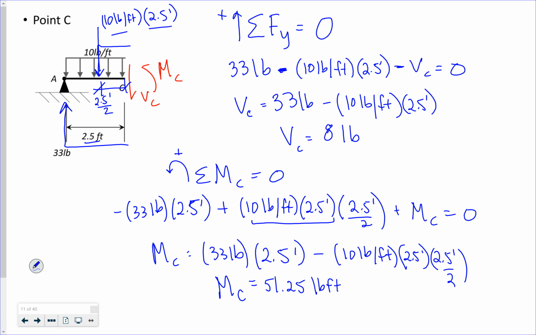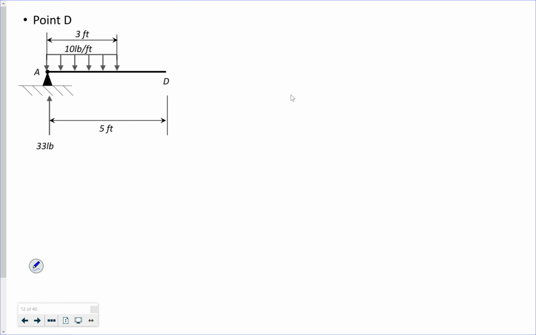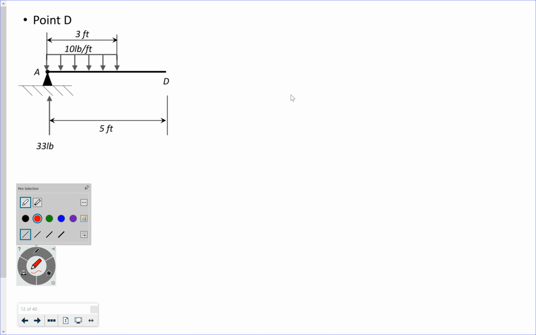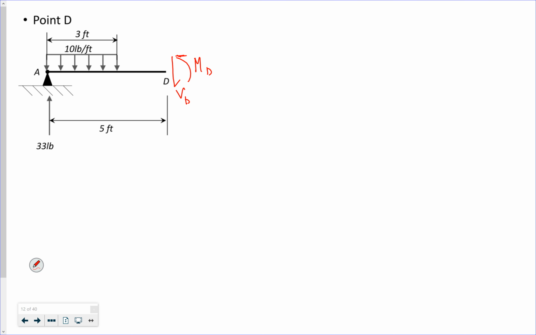I'm going to let you guys try D on your own. In theory we could have also drawn the other side of the section, but I didn't, so you can solve it this way if you want, or you could draw the other side of the section, right? But I got my shear at D and my moment at D. So I'm going to give you 5 minutes to try that on your own, and then I will work it out for you. See if you got the right answer.